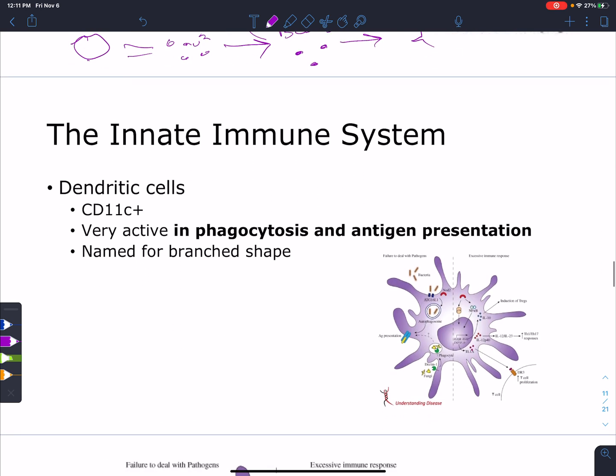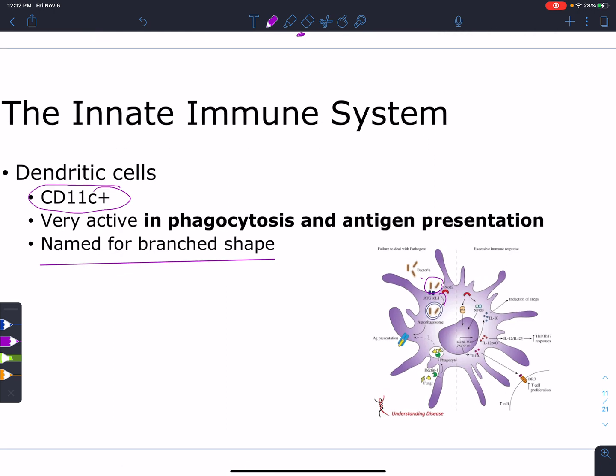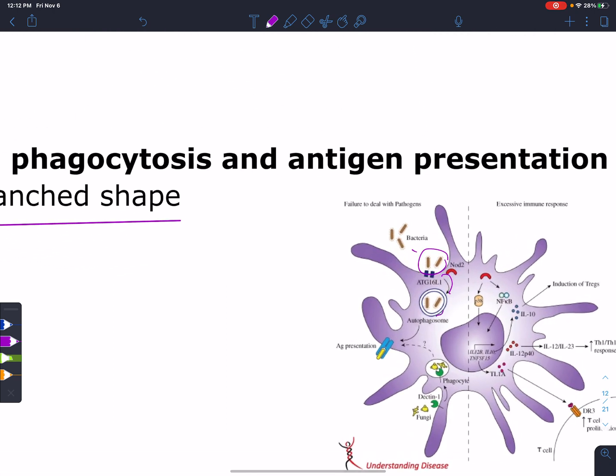Here are our dendritic cells, and here's a nice little picture of them. Our dendritic cells have CD11. They're very active in phagocytosis and antigen presentation. And see, they're branched. They get that bacteria, they bring it inside. You don't need to remember all these little chemical reactions. Here they call this an autophagosome. It engulfs it and puts it in this little thing. It secretes usually those enzymes and so forth in there to break it down. And then this is showing where it's presenting that antigen here.